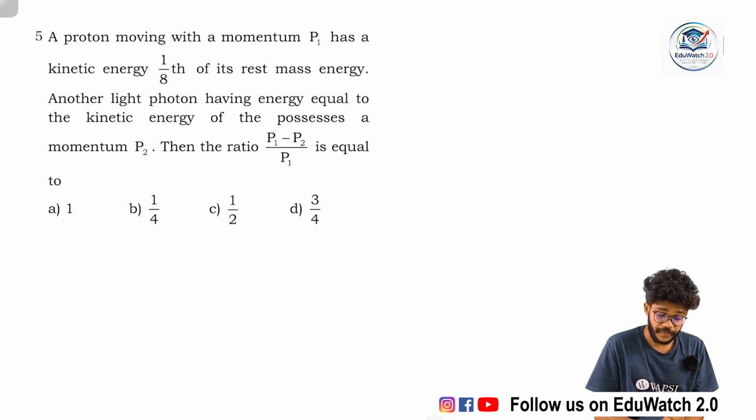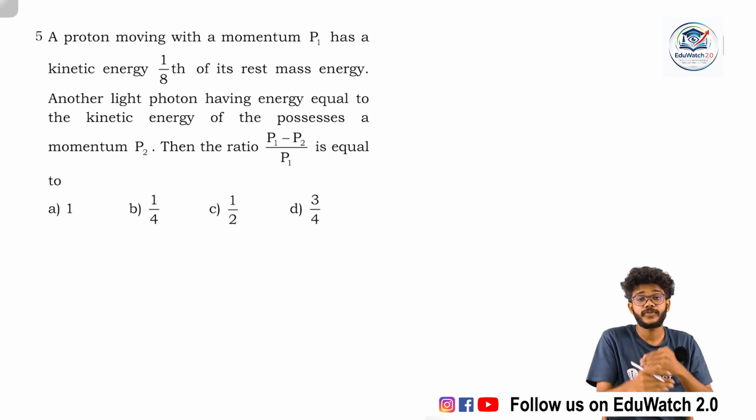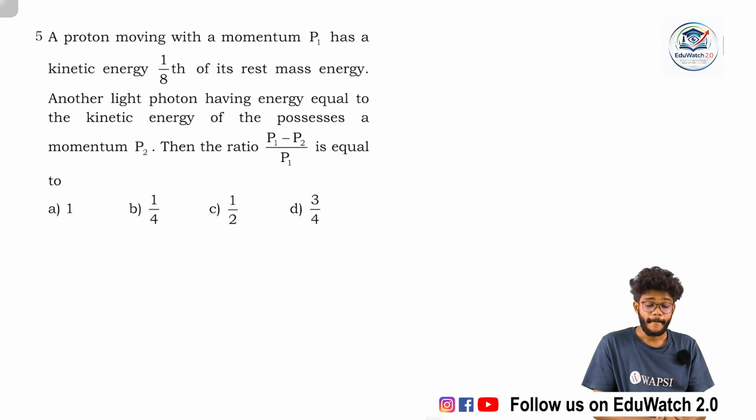So moving to the fifth question. A proton moving with a momentum p1 has a kinetic energy 1/8 of its rest mass energy. Another light photon has energy equal to the kinetic energy of the initial particle.